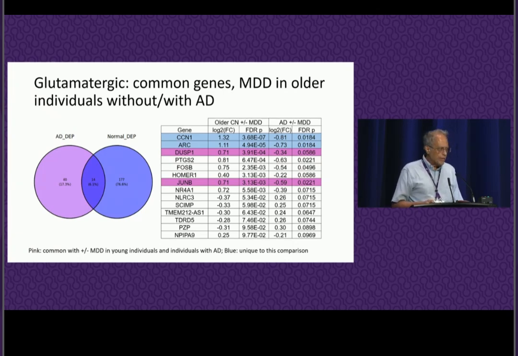ARC is a master regulator of synaptic plasticity. CCN1 promotes cell proliferation, chemotaxis, angiogenesis, and cell adhesion. DUSP1 dephosphorylates MAP kinase, MAPK1, ERK2. This protein plays an important role in the human cellular response to environmental stress, as well as in the negative regulation of cell proliferation. JUNB is activated in response to various stimuli like stress, inflammation, and neuronal injury.